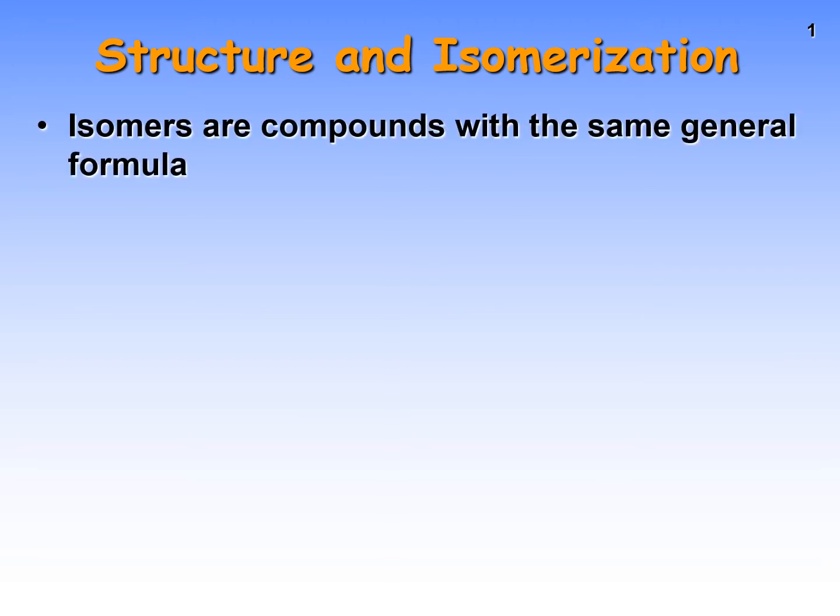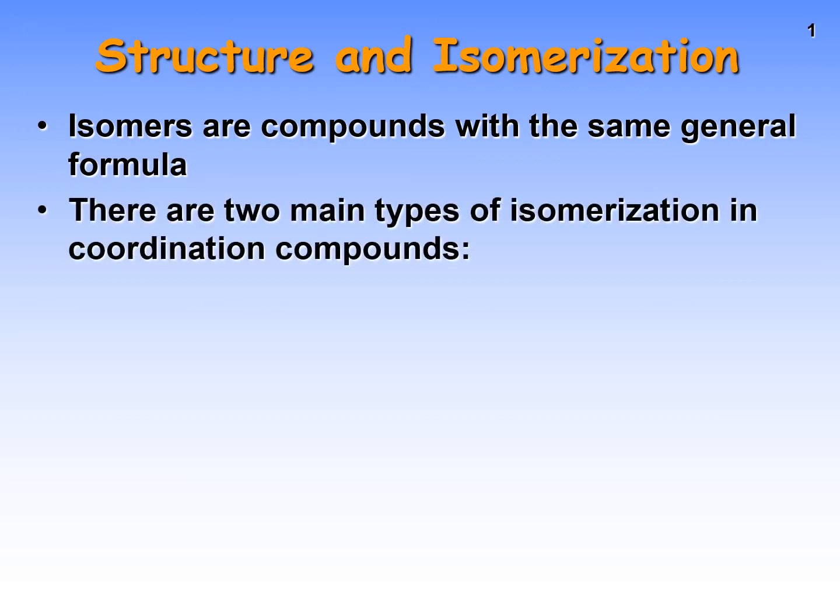Hello Chem 1B, this is chapter 22, lecture video 4, and we're going to be talking about structure and isomerization in this lecture video. Isomers are defined as compounds that have the same general formula. So if we look at two compounds, they might have the same molecular formula, but they might be different from each other in one of two ways.